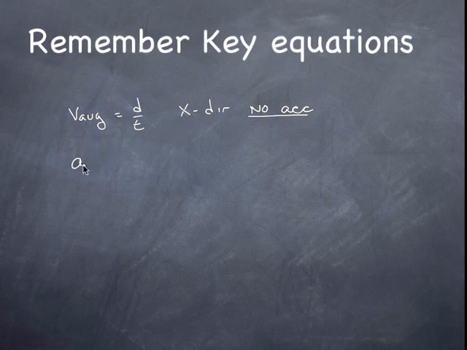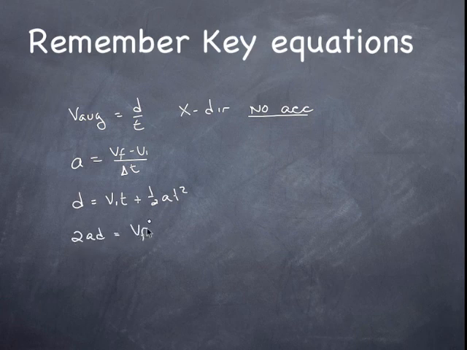We also have the acceleration is equal to Vf minus Vi over t, so change in velocity over the change in time. We also have that d is equal to the initial velocity times time plus 1/2 at squared. And then we also have 2ad is equal to Vf squared minus Vi squared. So these three equations we're going to use in the y direction.